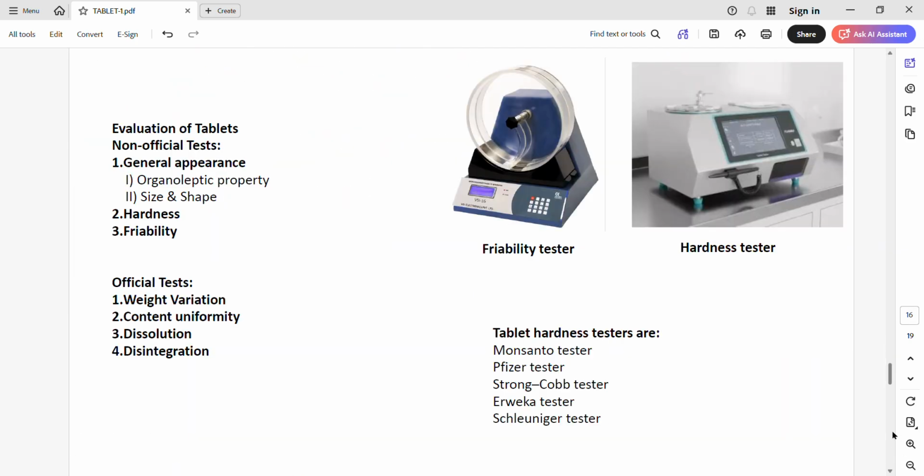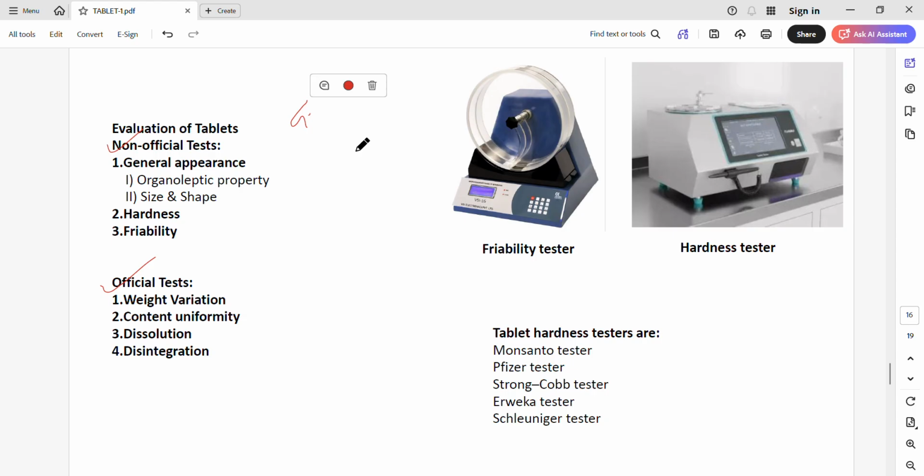Now we discuss the evaluation of tablets. There are two types: non-official tests and official tests. This was asked before in our exams such as GPAT and NIPER.